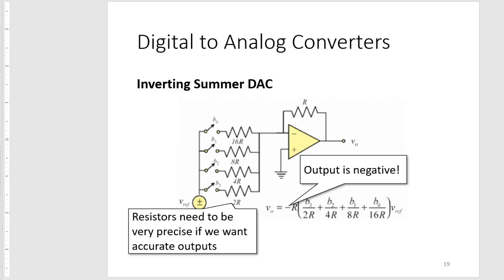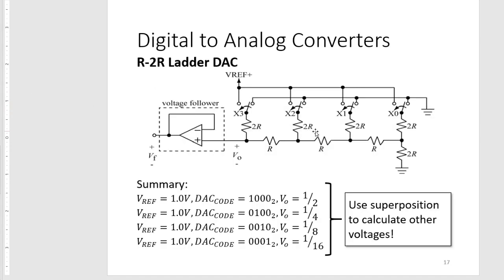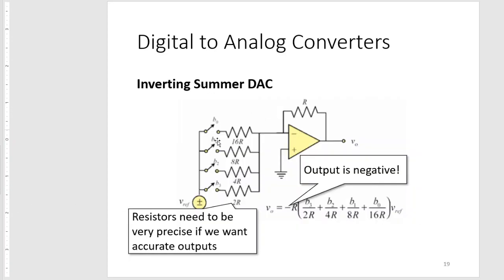So in comparison, you can easily make resistors that are twice another resistor by simply connecting two of them, but it gets really tedious when we get here. And then another problem is our output here is negative, and we might not want that.